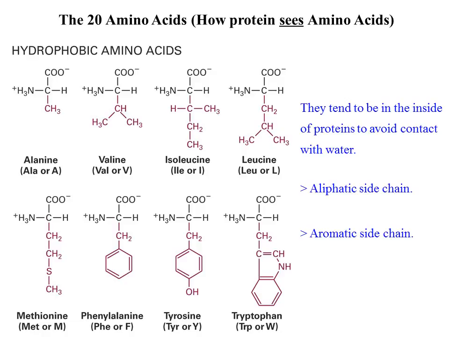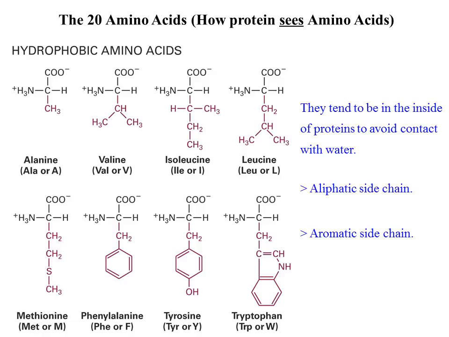Alanine, valine, isoleucine, leucine, methionine, phenylalanine, tyrosine, and tryptophan. Now, what do you see in common between all these? They have an aliphatic chain. Aliphatic chain means CH2, CH2, CH2, something like that. Usually aliphatic chains from organic chemistry don't like to interact with water.